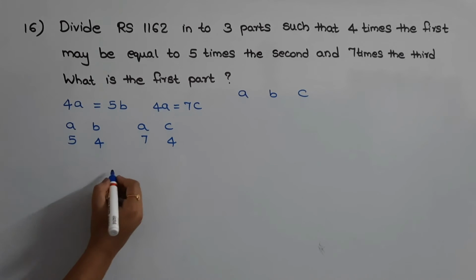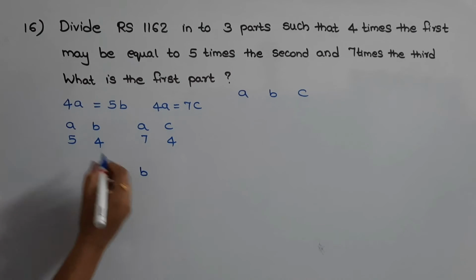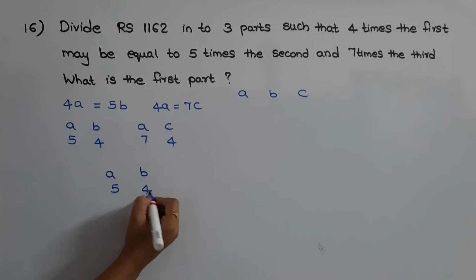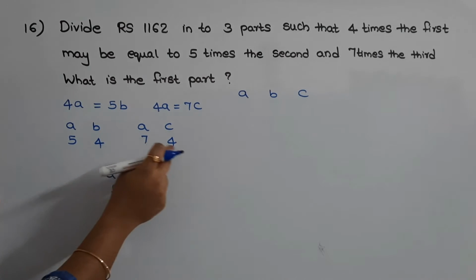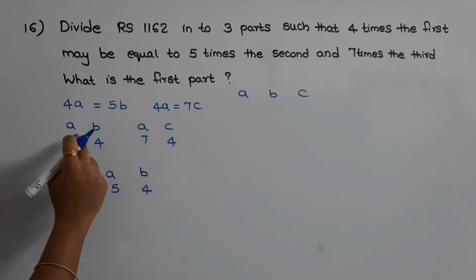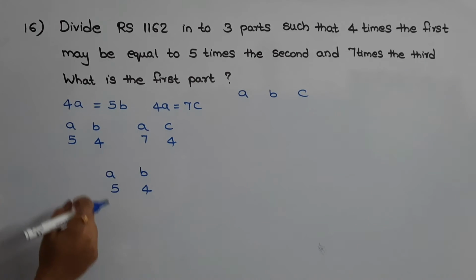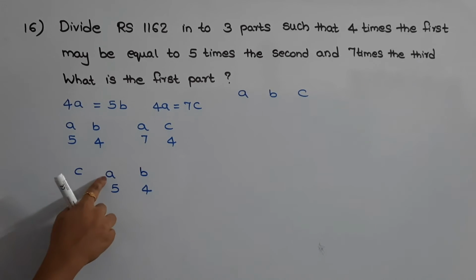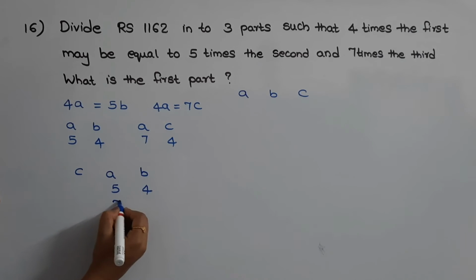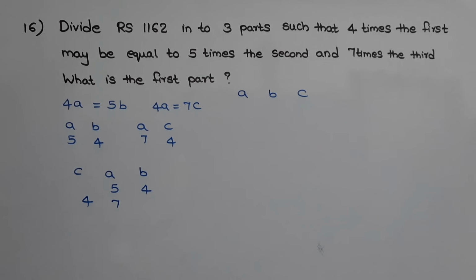So A is to B is given as 5 is to 4. Then A is to C is given as 7 is to 4. Here the common term in both the ratios is A. So let us write C here, and A is to C is given as 7 is to 4. So let us write like this.